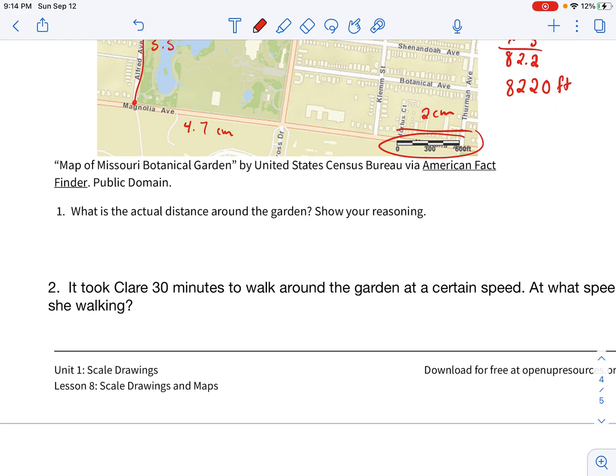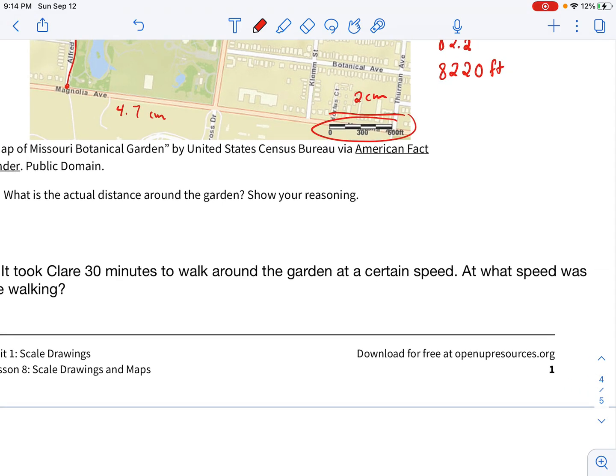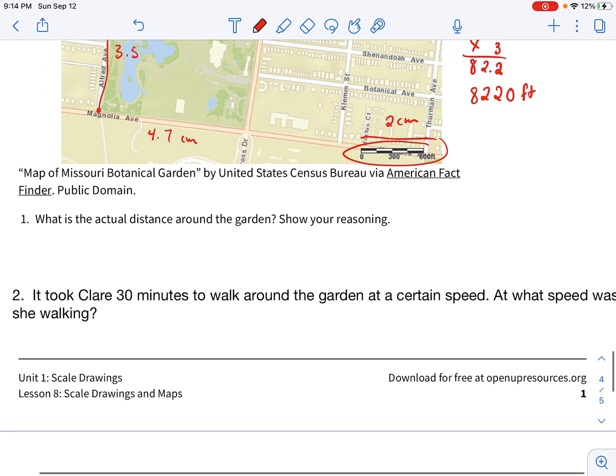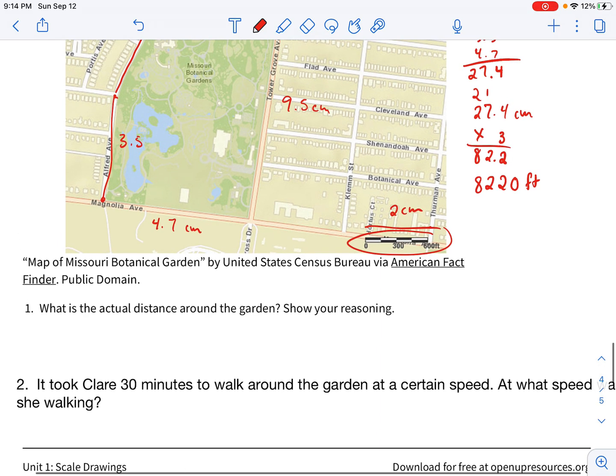Okay, and then the last part, it says it took Claire 30 minutes to walk around the garden at a certain speed. At what speed was she walking? Okay, so now we know the feet. We know the time it takes, so it's just 8,224. It's just our distance divided by our time. I believe it was 30 minutes. Yep, so 30 can go into 82 twice. That's going to be 60. That's going to leave us with 22. We now bring down the 2.